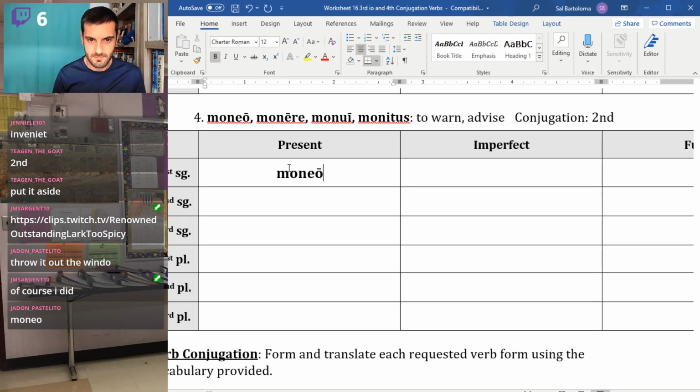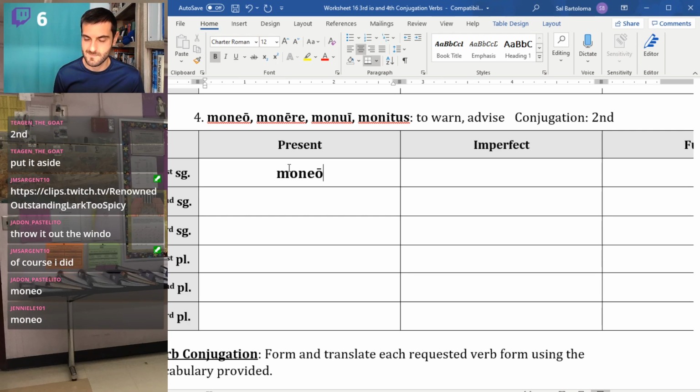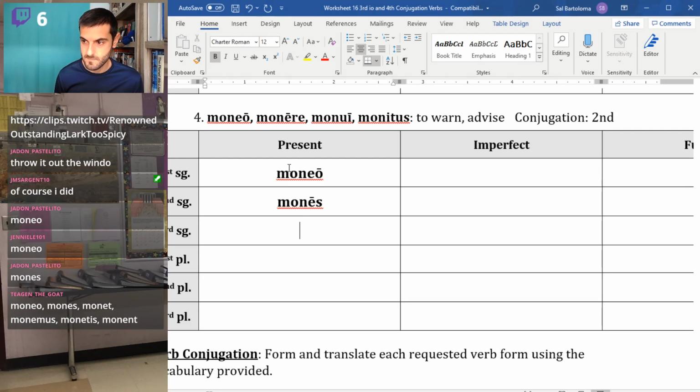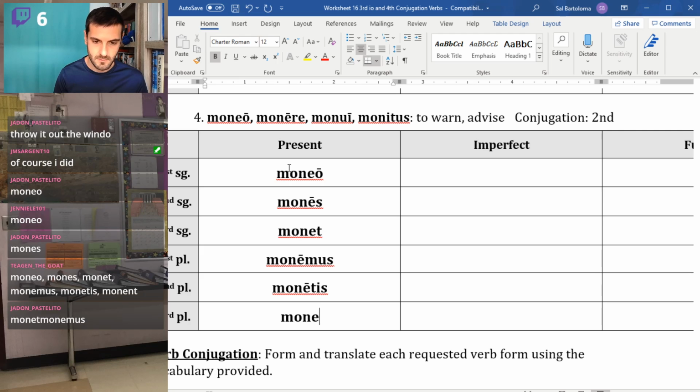Moneo, awesome. What's my second form going to be? Mones, excellent. We keep the E. Mones. Yep, it basically just follows what you want it to be. Monemus, monetis, monent. Nothing weird, nothing tricky. Just keep the E all the way through. Moneo, mones, monet, monemus, monetis, monent.